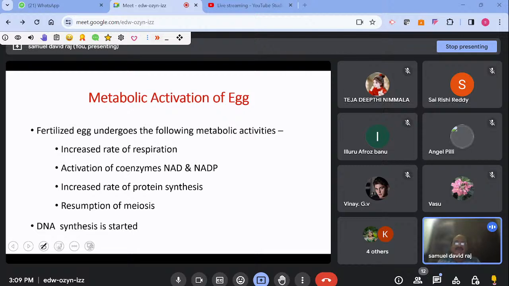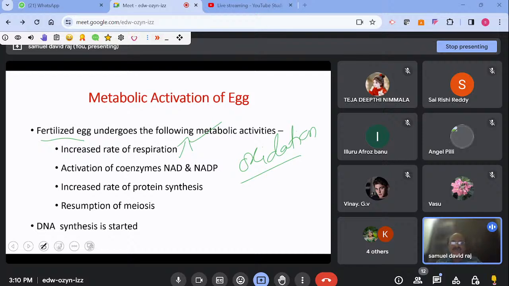Next, it is followed by metabolic activation of egg. I have already told you it is a secondary oocyte stage, that is, the egg is released in case of mammals. Unless it is activated, second meiosis is completed, fertilization amphimixis is not possible. So, the fertilized egg undergoes certain metabolic activities. First of all, increased rate of respiration. What do you mean by increased rate of respiration? That is nothing but oxidation of the yolk content and other substances.